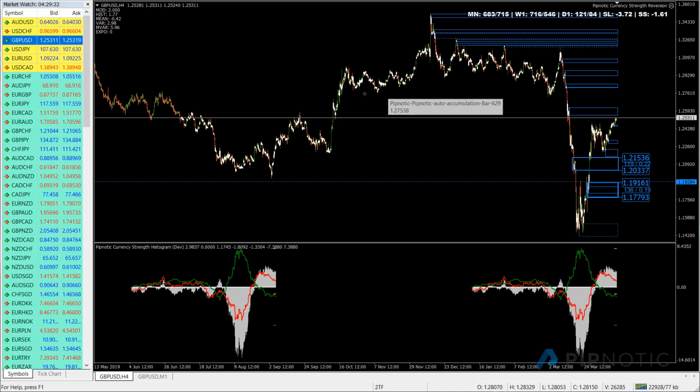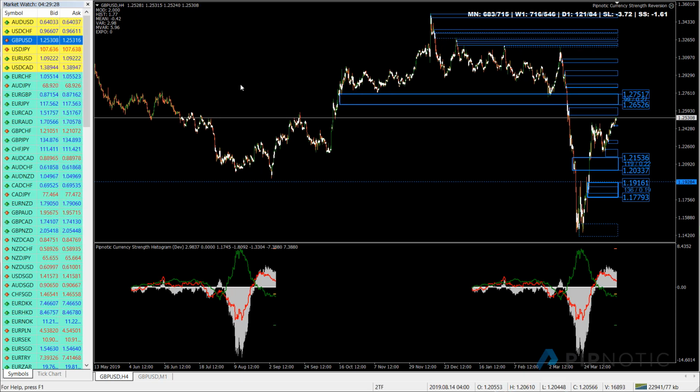We do have this, and notice I'm focusing on the lows here, so we had price pull back to this area here. There's something in there. This is gone. The area that removed it is this one here. So we have something from here.